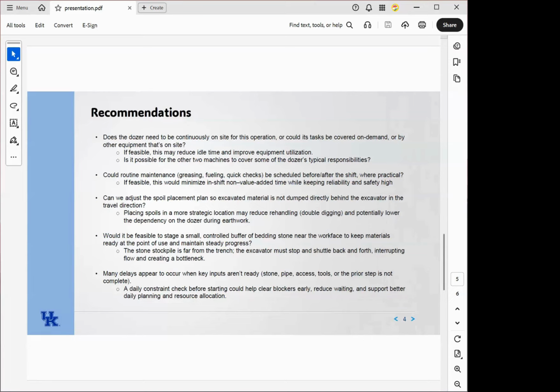Okay, next recommendation was, would it be feasible to stage a small controlled buffer of bedding stone near the work face to keep materials ready at the point of use and maintain steady progress? One of the lean concepts is just-in-time delivery, where you receive material at the point in which you need it.